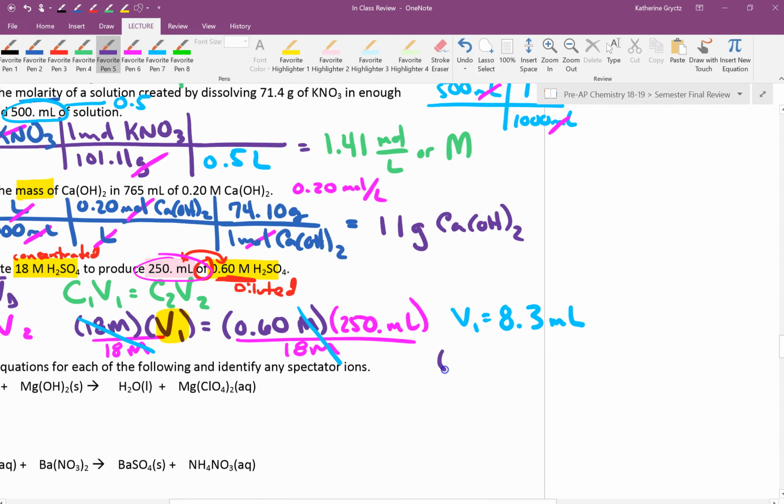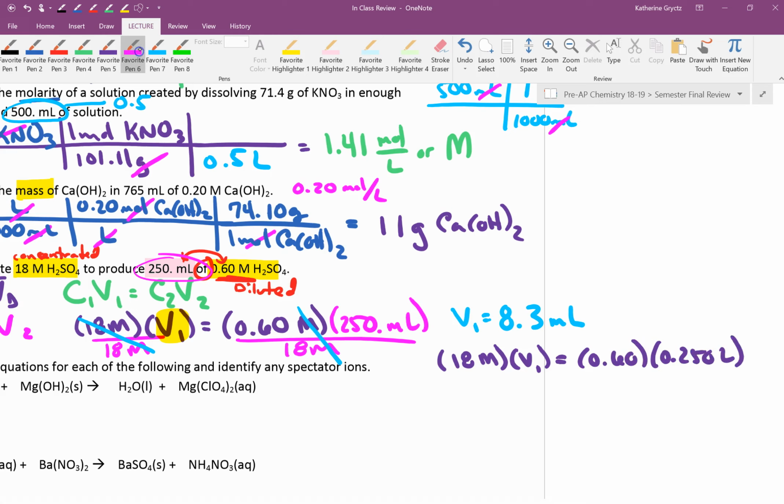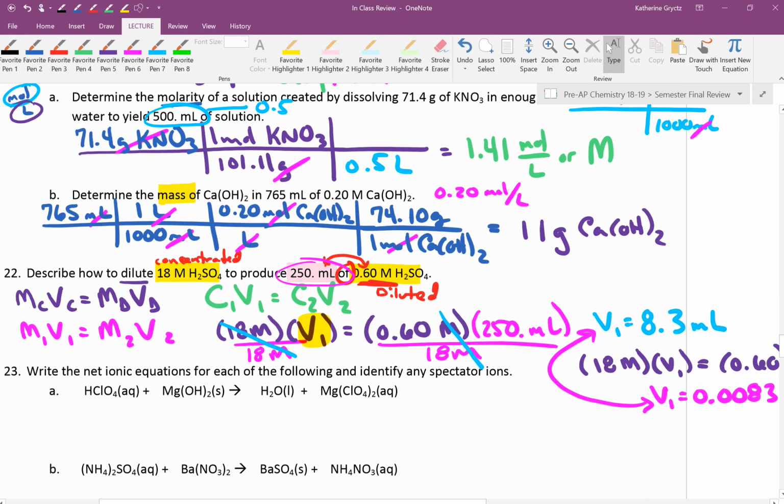If you redid this and decided to go with liters, you would have 0.60 and then 0.25 liters. The answer that comes out for V1 is 0.0083, but its units would be liters. These are the exact same answer, just in a different set of units, so it's up to you. Now, you can't do this when you just have one molarity. You had to be in liters when we were doing a question like 21. But because there are two molarities here and they cancel out, you're allowed to use milliliters or liters interchangeably. You just have to make sure both sides end up with the same unit. So if you choose milliliters, the other side has to be in milliliters.